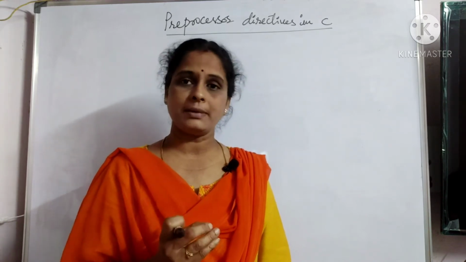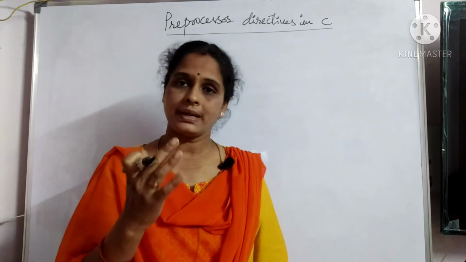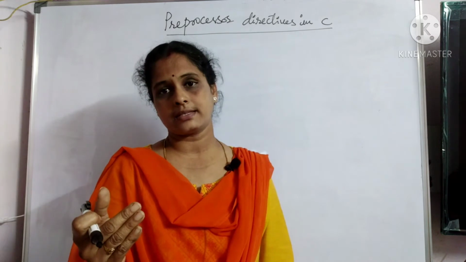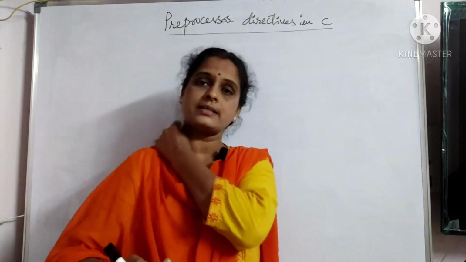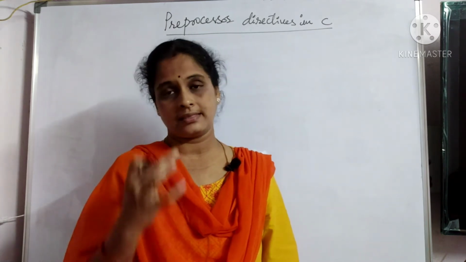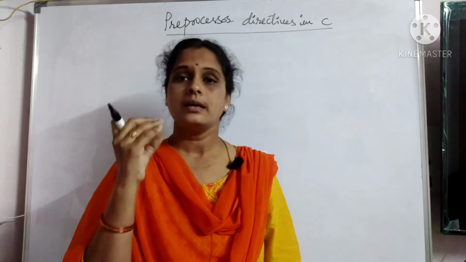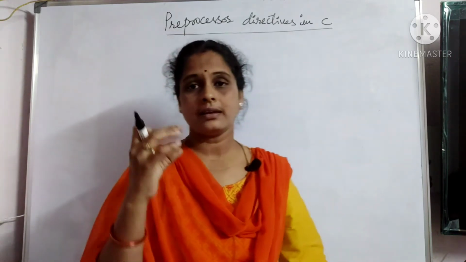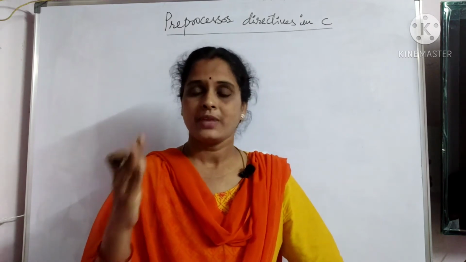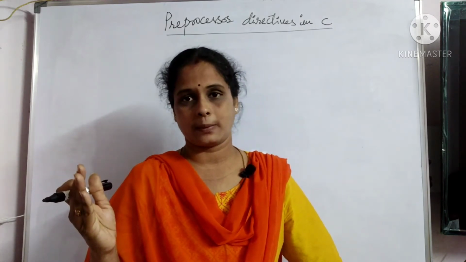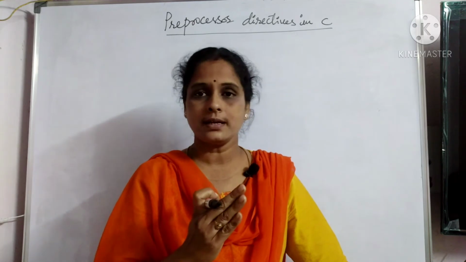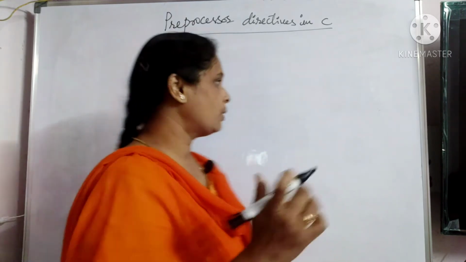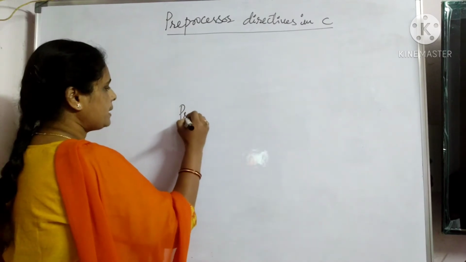Hello students, in this session we are going to discuss preprocessor directives in C language. Preprocessor, as the name itself tells you, means pre-processing: before the actual processing or compiling starts, some processing is done. That processing we call the pre-processor or pre-processing. When a C program is compiled, it undergoes three phases: the pre-processor, then the compiler, and after that the linking stage. So the first one is the pre-processor.